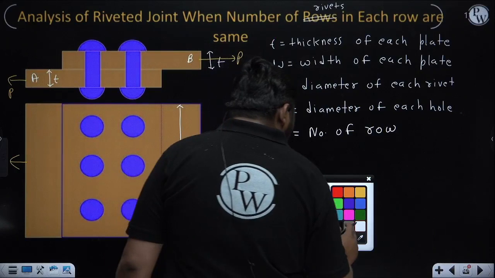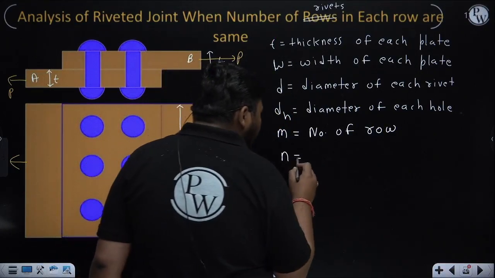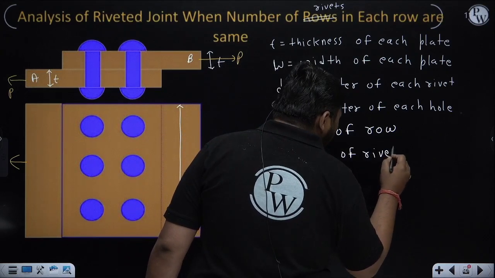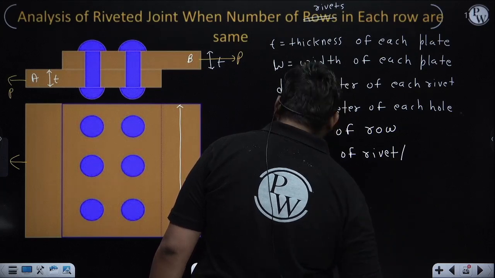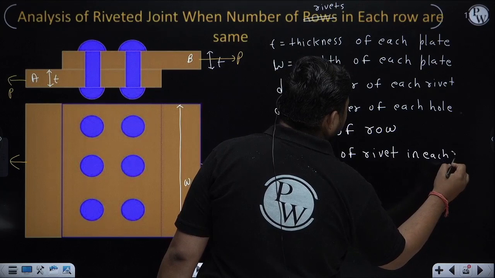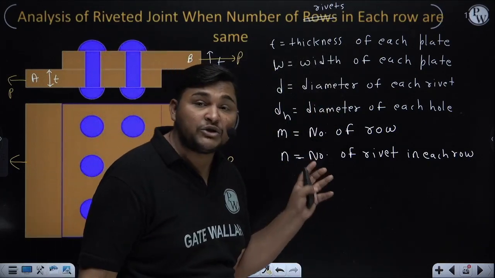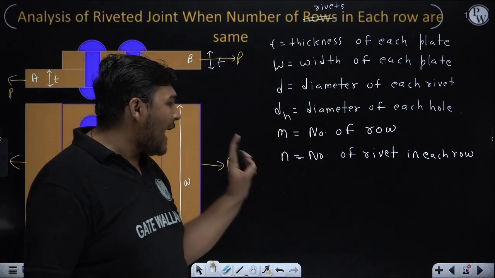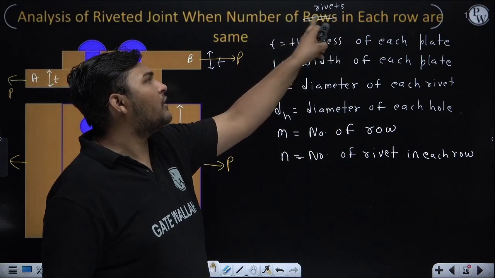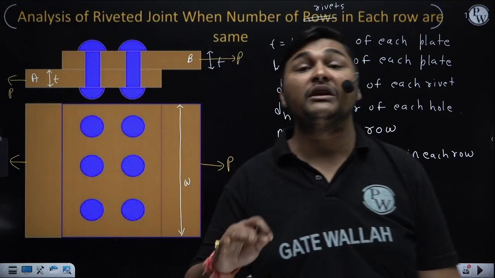Similarly, suppose small n is the number of rivets in each row, because right now I am discussing the case where the number of rivets in each row is the same. By mistake, I have written here number of rows in each row. Actually, it is the number of rivets in each row. And I am discussing the case when the number of rivets in each row is the same.